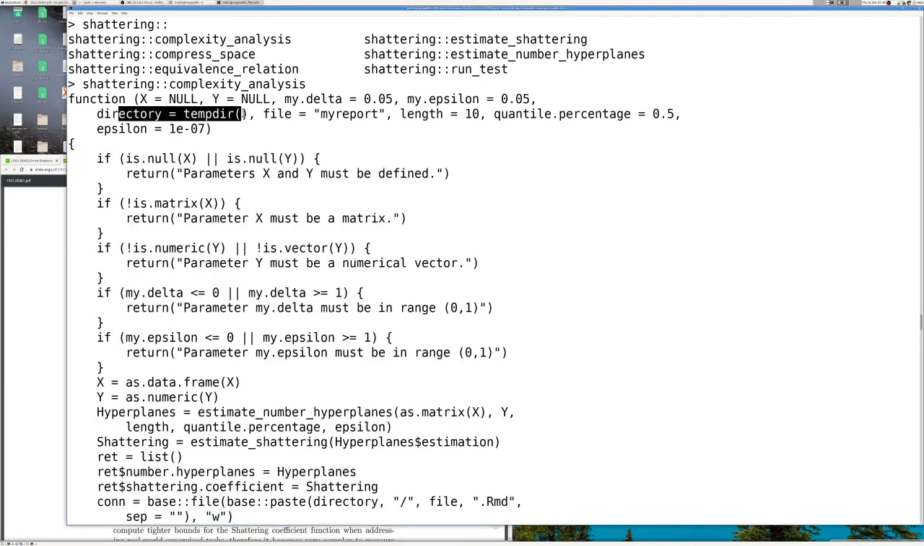Here we have a directory where we are going to build up a report. Yes, that's really nice. Here we have the file name for that report. It's going to be myreport.pdf. This length is the number of samples we are going to assess.